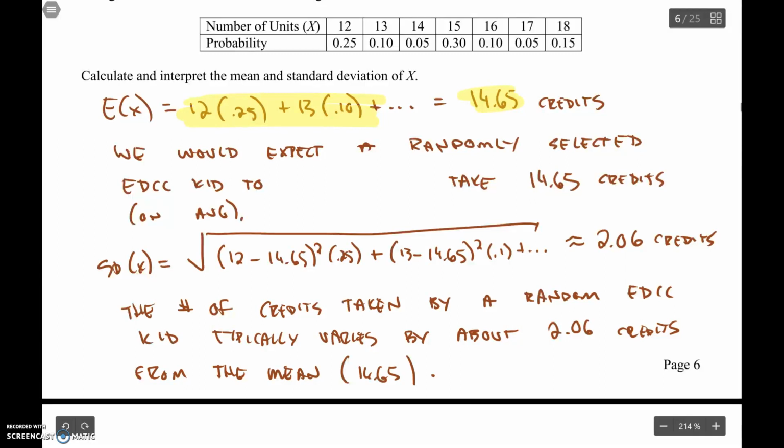to calculate the standard deviation, again, we use the variance formula. We need to remember to take the square root of the variance formula. To set it up, we take 12, our outcome, minus the mean, square it to get the square deviation from the mean, weight it by the probability, plus 13 minus 14.65 squared times 0.1, plus 14 minus and so on. And then we just get the value on our calculator. This is the average distance from the mean. The number of credits taken by a randomly selected kid typically varies by about 2.06 credits from the mean of 14.65.